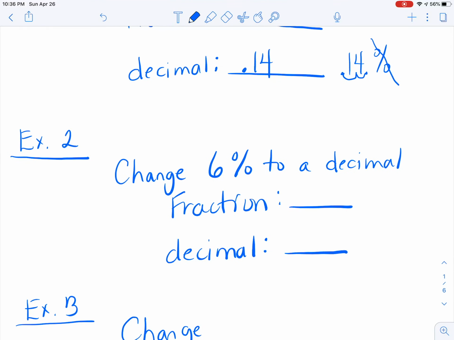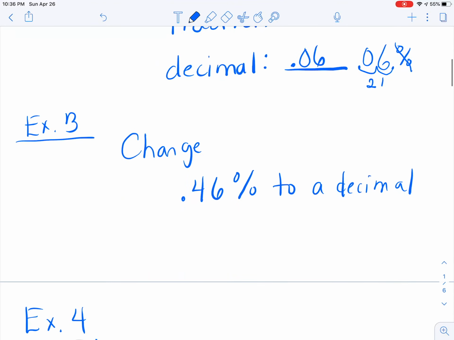Number 2, 6% to a decimal. Well, as a fraction, it would be 6 over 100. As a decimal, drop the percent sign. I don't see a decimal, so I know it's behind it. 2 places to the left, 0.06. You're going to fill in with a 0. There's your 2 places, just like there were your 2 places there.